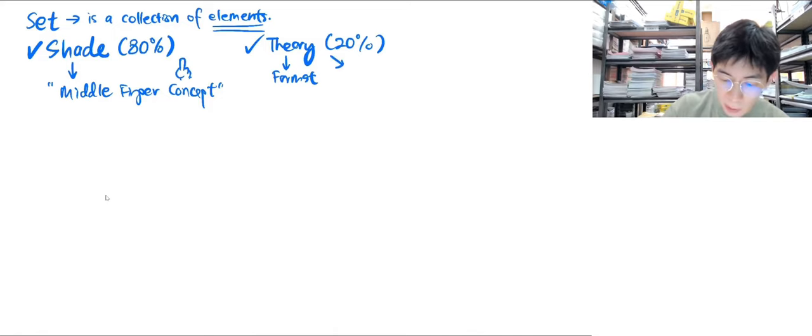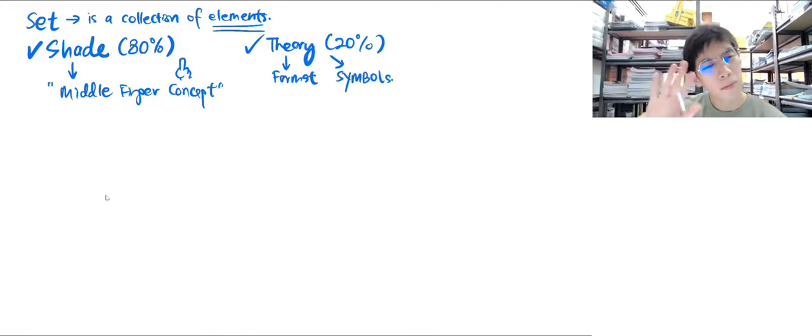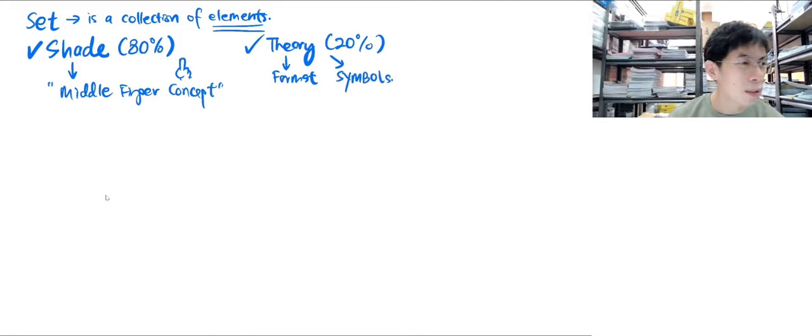Okay, so format is one thing. Then the other one, besides format, will be all the symbols. Roughly how many symbols? Around 7-8 symbols. So these are the things that we're going to learn today. Formats and symbols.